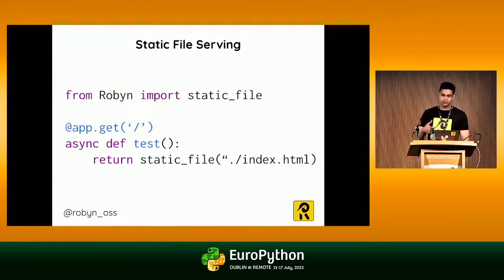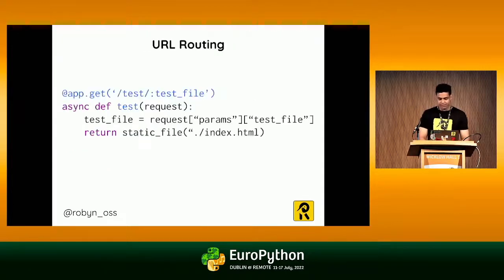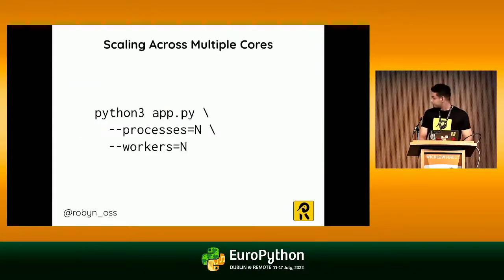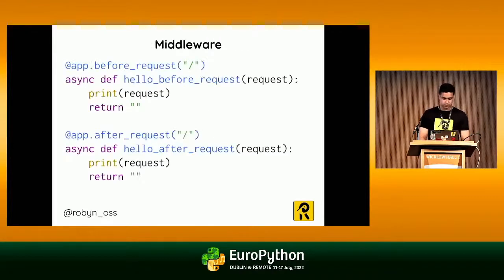So if you ever want to serve large files on your web server, it will be much faster than using the native Python way. We have dynamic URL routing, so if you want to have route parameters in your route, you can use it like that. It also scales across multiple cores, so you can scale it as multiple workers as well as multiple processes if you have any restriction on the number of threads that you can use on your server.